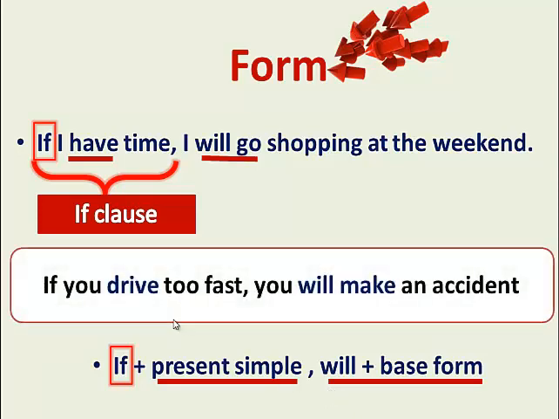Okay, here is another example. If you drive too fast, you will make an accident. We have the first part of the sentence, which is an if clause. We have the subordinate conjunction if, followed by the verb drive, which is in the simple present tense. And in the second part of the sentence, which is the main clause, we have the verb will make, which is in the future. Will, followed by a base form.